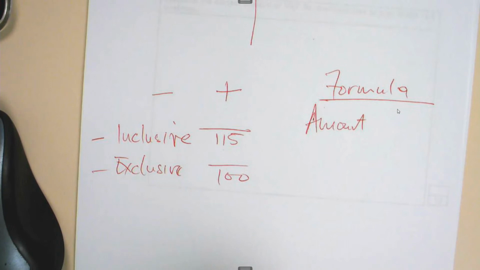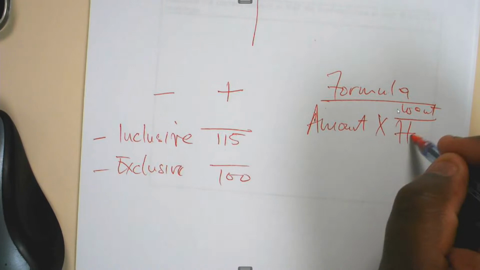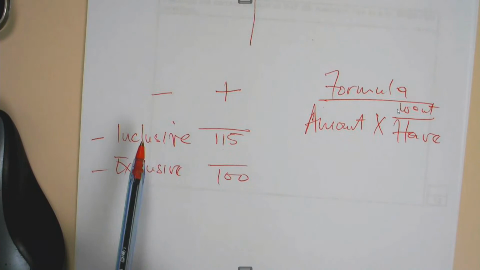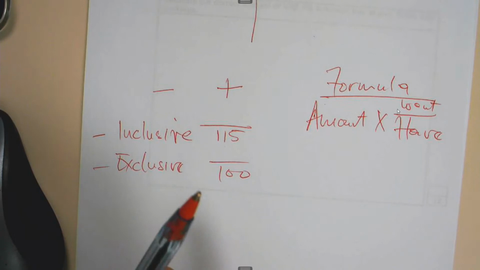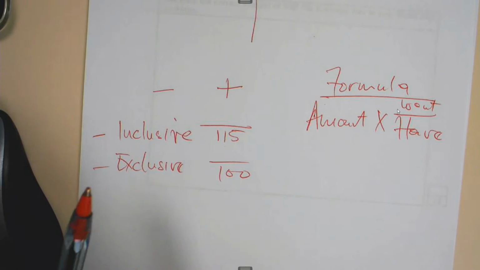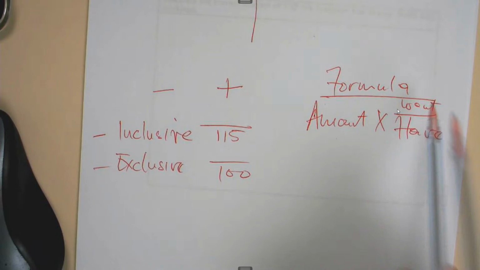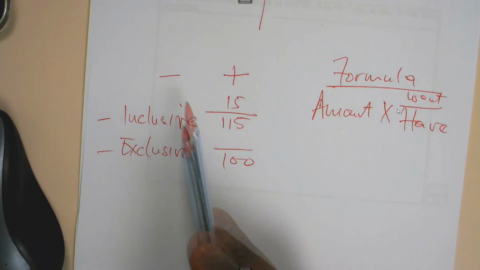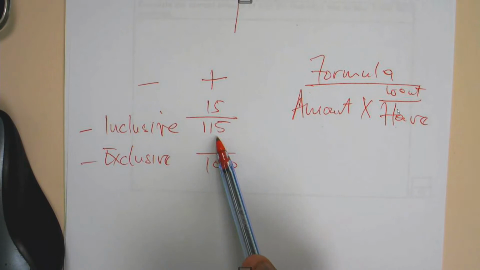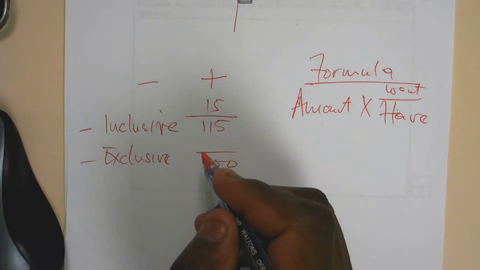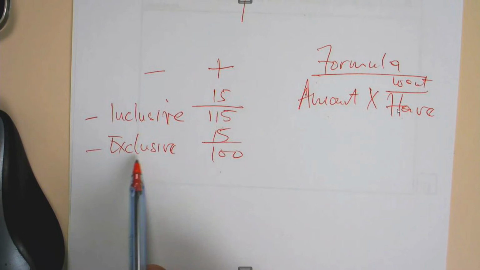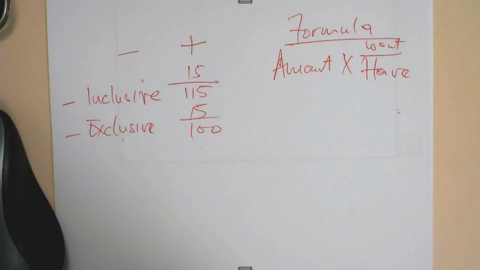Amount times what you want, divide by what you have, right? Hence I'm saying, you analyze the transaction and determine if it is inclusive of VAT or exclusive of VAT. If it is inclusive of VAT, then you say amount times 15 divided by 115, because this amount is inclusive of VAT. If the amount is exclusive of VAT, you will times by 15 and then divide by 100, because this amount is exclusive of VAT, meaning it doesn't have VAT. So now we'll be looking at that.